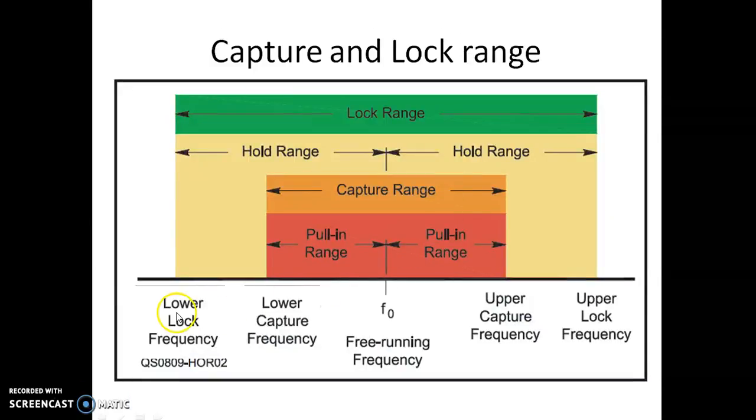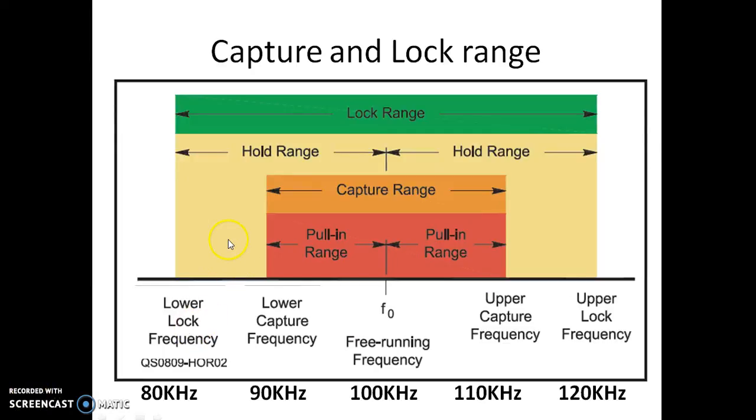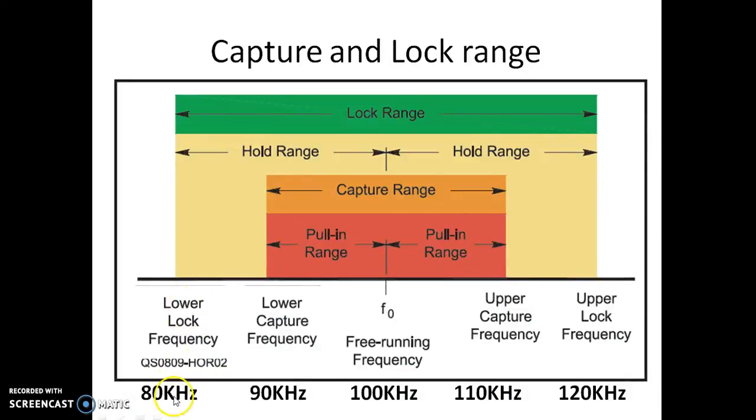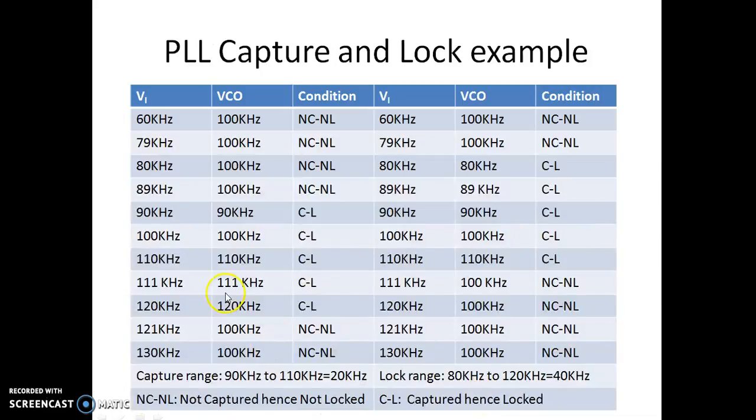Now you can just write what the frequencies are. This is 80 kilohertz. This is 90 kilohertz. This is 110 kilohertz. This is 120 kilohertz. These are the frequencies for this typical example. You can see first it captures at 90 kilohertz. So this is the prevailing frequency. Once it is captured at 90 kilohertz, it will stay locked up to 120 kilohertz. On its return journey from a higher frequency, it will get captured at 110 kilohertz and it will stay locked till 80 kilohertz. So that's what is clear here.